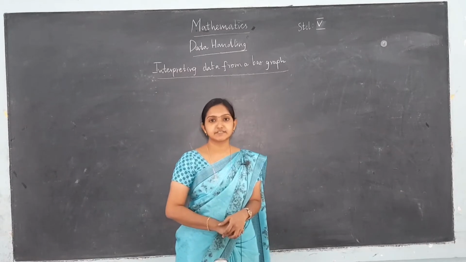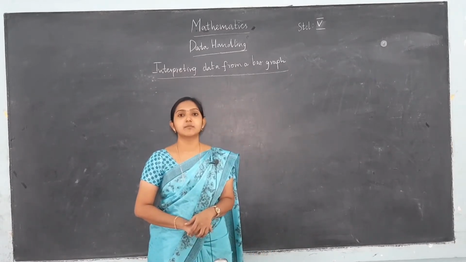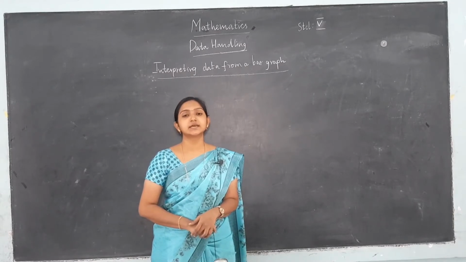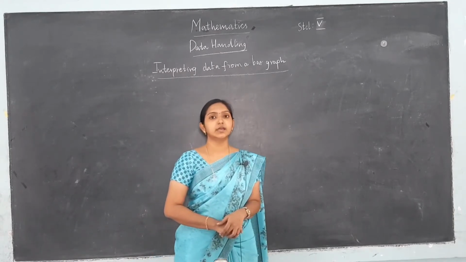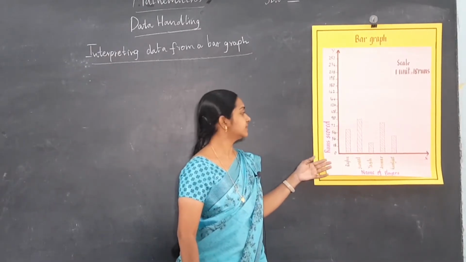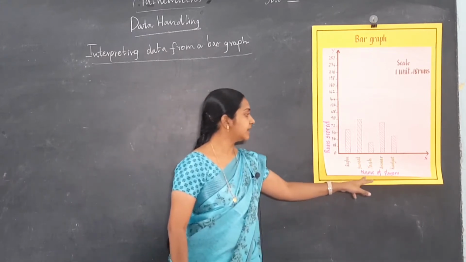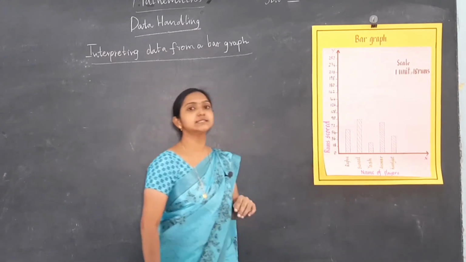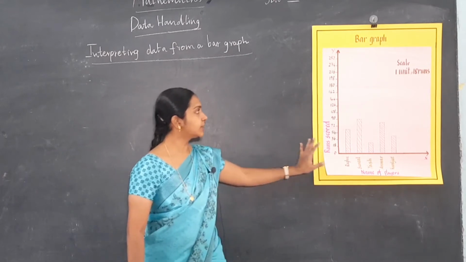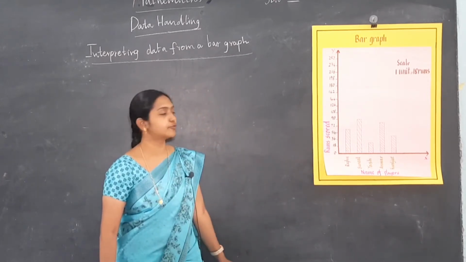A bar graph is a graph or a chart that uses rectangular bars to represent numbers for each of the items. This is the bar graph. Here the graph is drawn for the names of the players and the runs scored by them. By looking into the bar graph we can answer a number of questions.